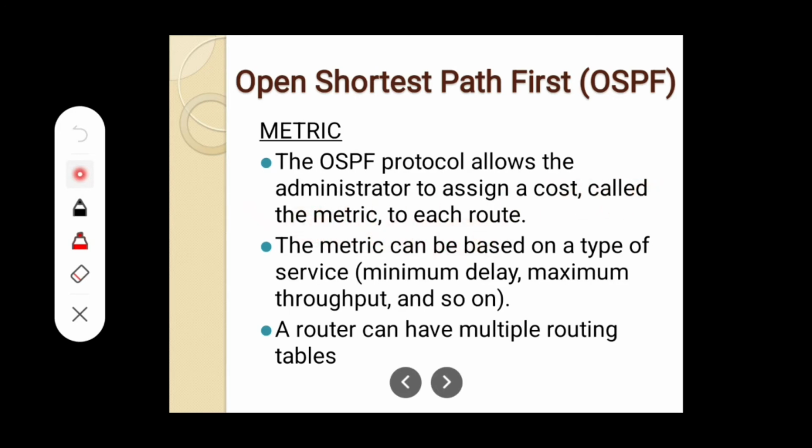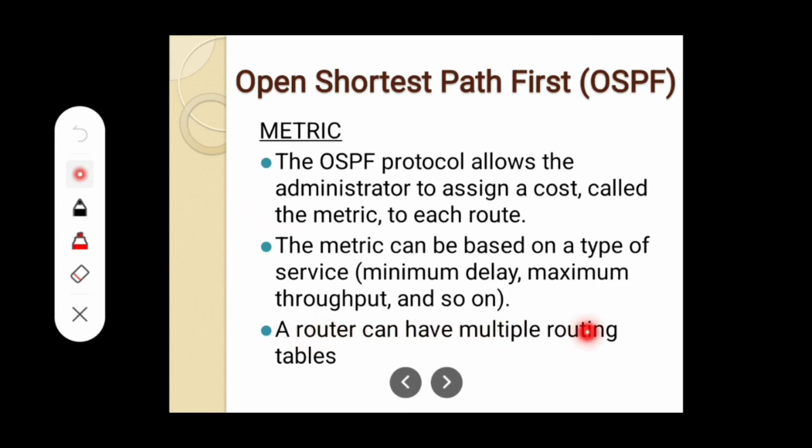What does the administrator do? They will assign a cost between each router or between each network. Based on that cost we will route the information. So how is this metric assigned? The metric can be based on the type of service. We can assign the metric as a minimum delay or a maximum throughput, etc. Clear? Maximum throughput means the maximum output.